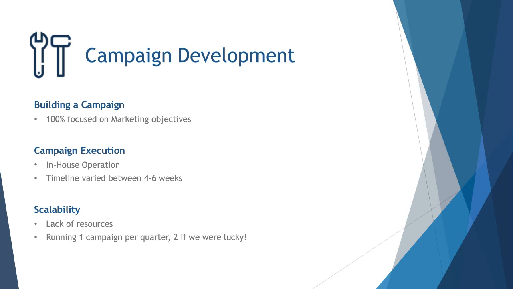The second part of this was really our campaign execution. As I am sure many of you know, getting direct mail stood up can be a long and strenuous process. So we did everything in-house. We worked with several vendors to get the actual swag put together. We worked on all the messaging, putting that collateral together and boxing everything and shipping it out. This timeline varied between 4 and 6 weeks. It was a huge lift and a lot of moving parts and just a lot of manual labor for us.